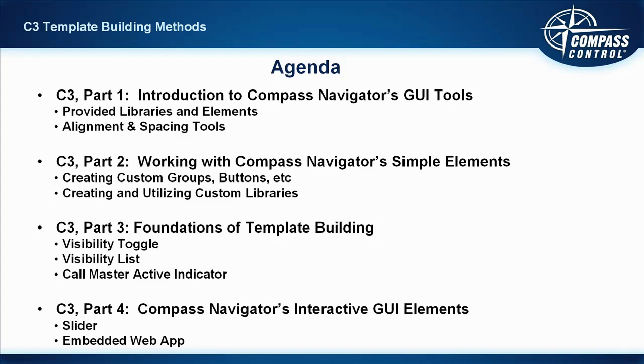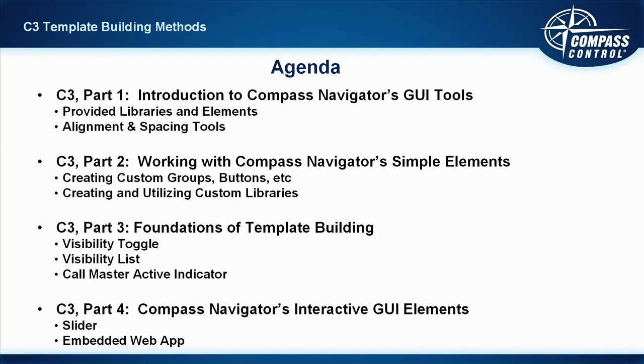Part 3, Foundations of Template Building. We'll go over some of the visibility tricks that enable Compass Control to really separate itself from other control systems out there, where you can easily store a number of elements, groups, etc., all in one location instead of having to go page to page to page in order to select such items. Some of those tricks include visibility toggle, where a number of these elements, groups, etc. may be located in one place and only one of which is visible while the others remain invisible.